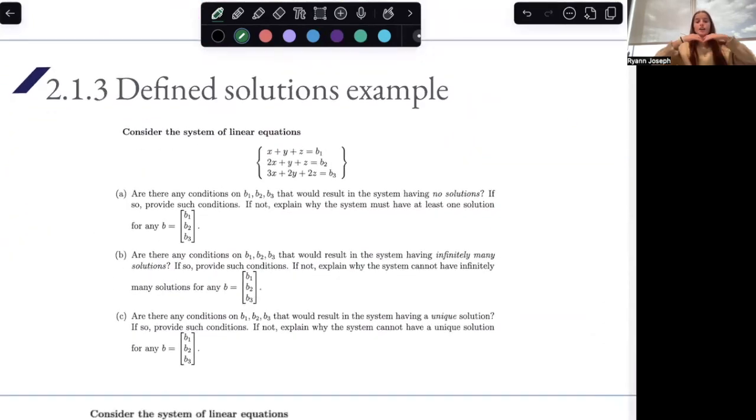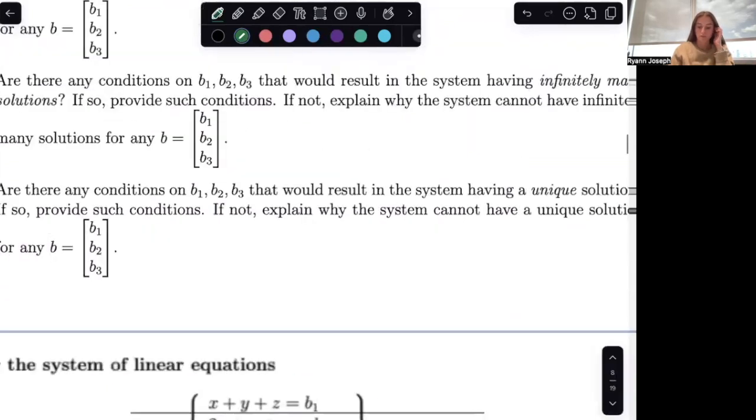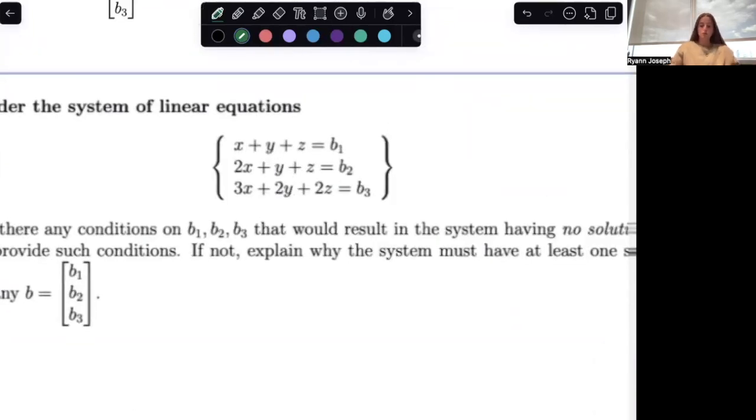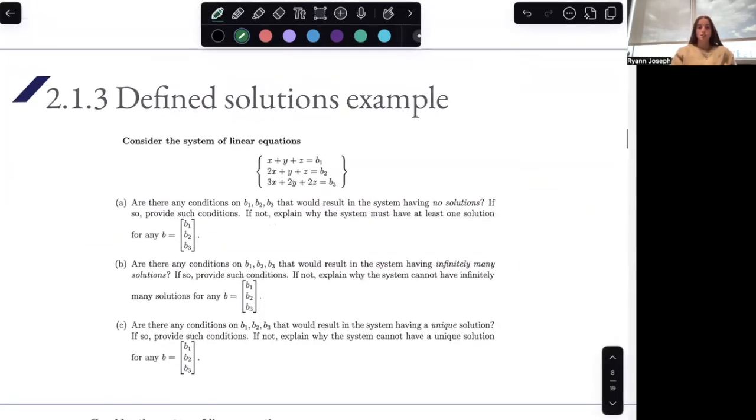So this is kind of coming at the idea of no solutions, one solution, infinitely many solutions. We have this system of linear equations: x plus y plus z is equal to b1, 2x plus y plus z is equal to b2, 3x plus 2y plus 2z is equal to b3. This question is basically asking us, what are the conditions for b1, b2, b3 where we have no solutions, infinitely many solutions, and a unique solution. Remember, those are our three options. We want to figure out how b1, b2, b3 determine if we have each of those.